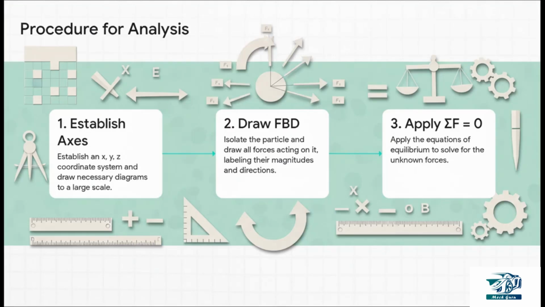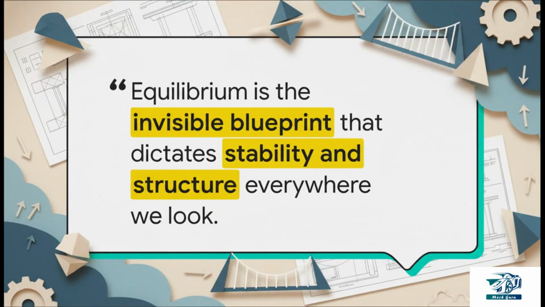So the crucial point is that all of this boils down to a simple, repeatable, three-step procedure that engineers follow every single day. First, they set their directions, their axes. Then, they draw that critical free body diagram to actually see the forces. And finally, they apply that one simple rule, sigma F equals 0, to make sure their design is safe and stable. It is not an exaggeration to say that this one concept, sigma F equals 0, is the invisible blueprint that prevents complete chaos in our physical world. It dictates stability and structure literally everywhere you look.